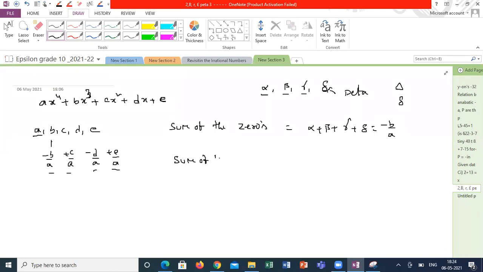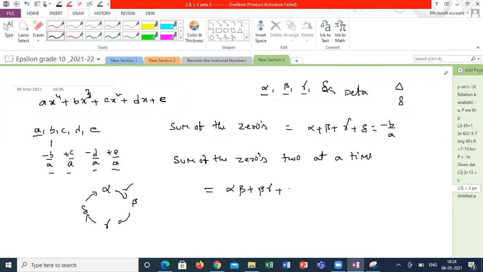Next one is sum of the zeros, 2 at a time. Sir, I will get confused, how can I write 2 at a time? Write all the 4 in a circle format. Alpha, beta, gamma, delta. If I want to write 2 at a time, I can use it like this. Alpha beta plus, this is over. Beta gamma plus, this is over. Gamma delta plus delta alpha. Is there any other combination we'll get?